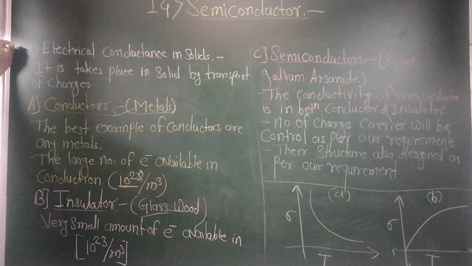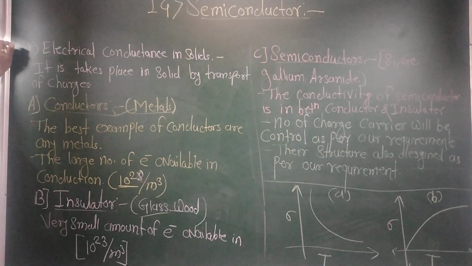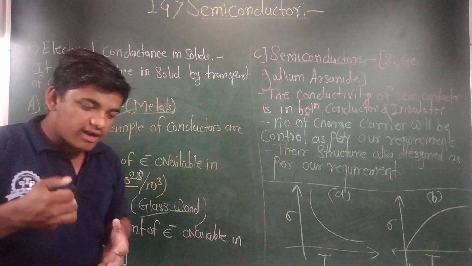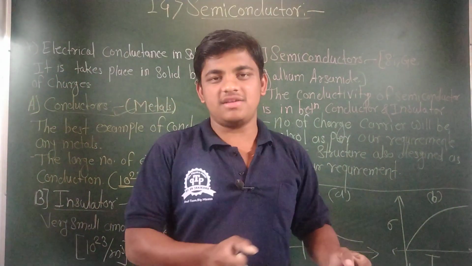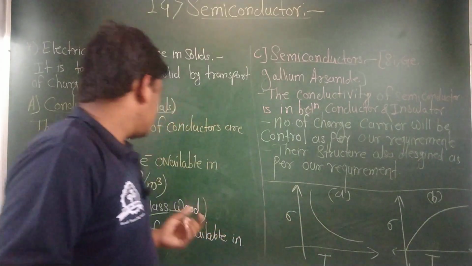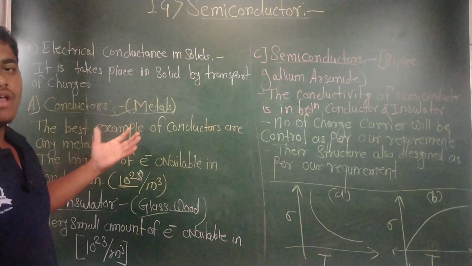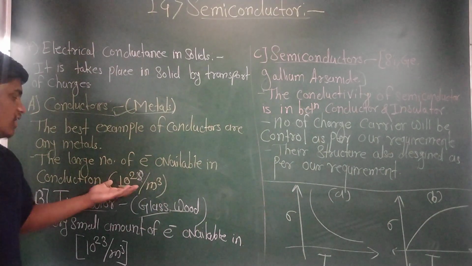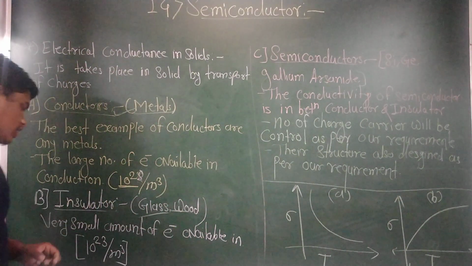Let's revise what we discussed in these lectures. Conductors are metals. The best examples of conductors are all metals. A large number of electrons are available in the conduction band. For this reason metals are good conductors. The electron density is of the order of 10^28 per cubic meter.